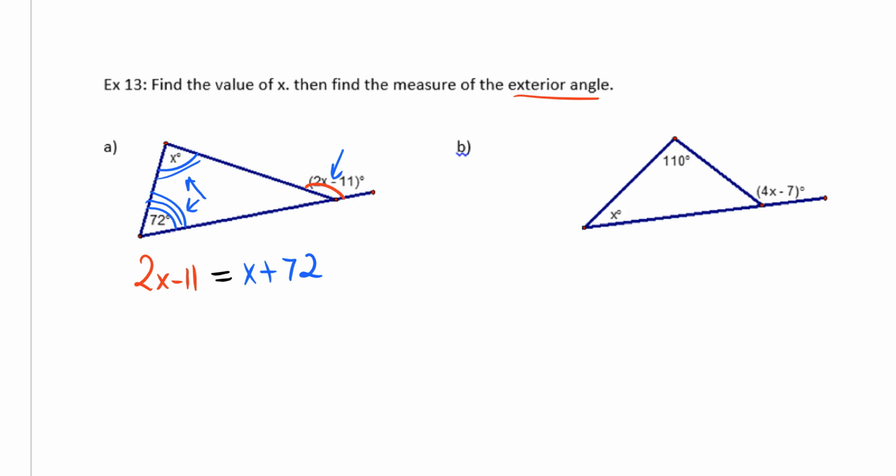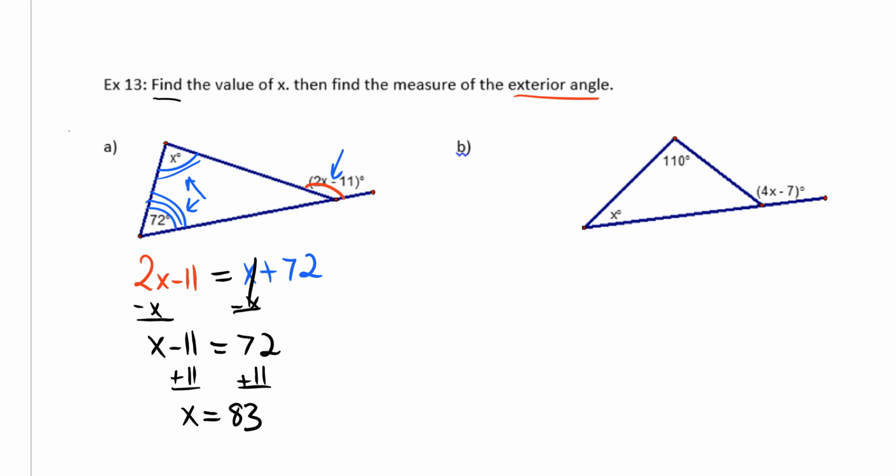So I'm just taking that theorem we just proved, writing an equation out of it, and now we just have to solve that equation. So to do that, we got to get our x's together, subtract x from both sides. We get x minus 11 is equal to 72. Now we get x by itself, so I'm going to add 11 to both sides. We get x is equal to 83. Now in this problem it does say find the value of x, but it also says find the measure of the exterior angle. So now that I know 83, I'm going to take that value and substitute it back into my exterior angle and get this.